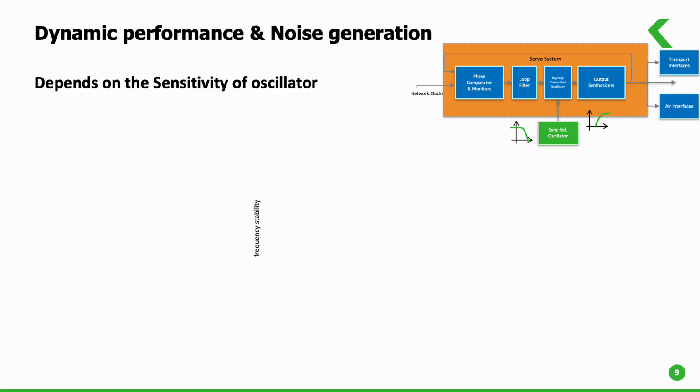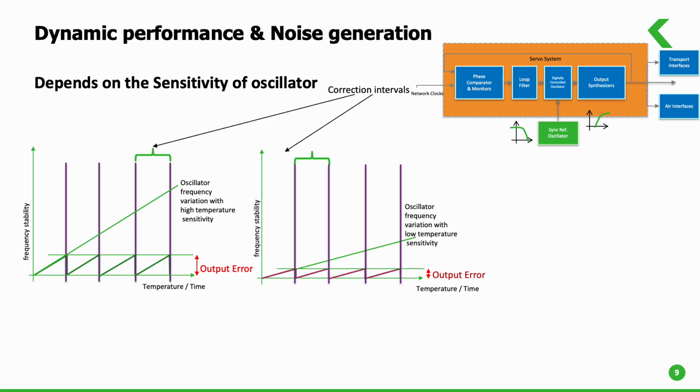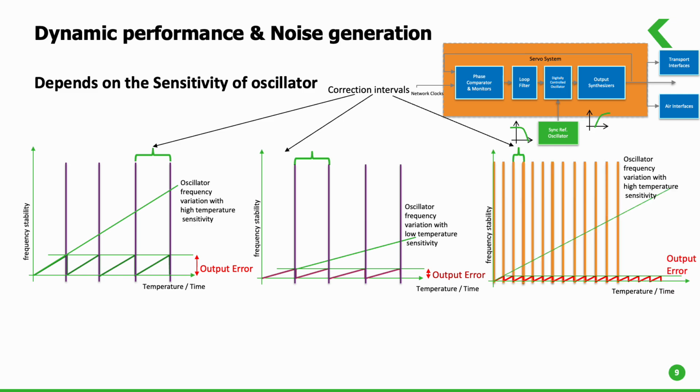The temperature versus frequency response curve shows an oscillator frequency variation with high temperature sensitivity. With the servo correction intervals spaced across certain time periods, this results in certain types of output error. In the second graph, as the temperature sensitivity of the oscillator is significantly smaller, the corresponding output error is also smaller. As seen in the third graph, the same effect can be achieved by increasing the loop bandwidth, thus reducing the distance between the correction intervals.